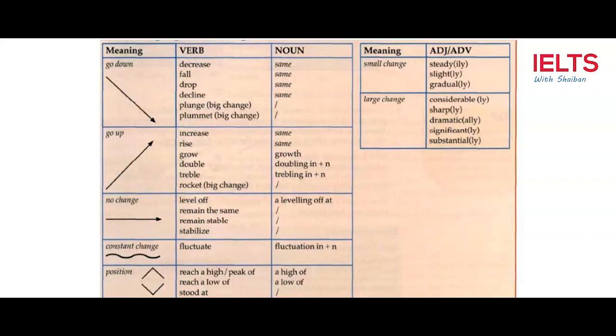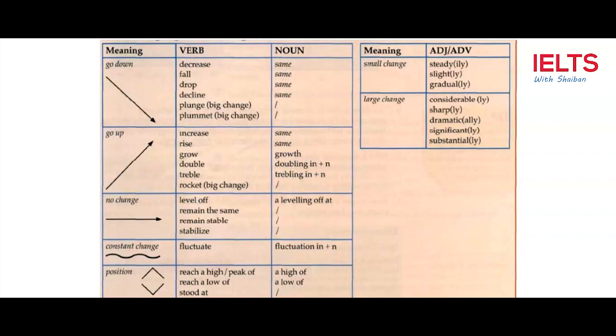The most important thing to be noticed for this type of language of change is to show how much the change is. Is it a small change, as you can see on the right corner of this table? Small change, that means steady, slightly, gradually, or a slight, a steady, a gradual change, or a large change. This is extremely important for accuracy.